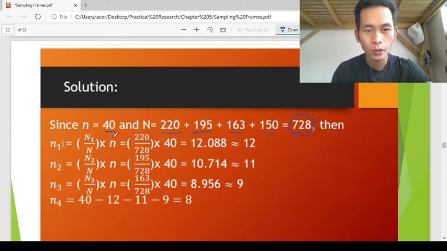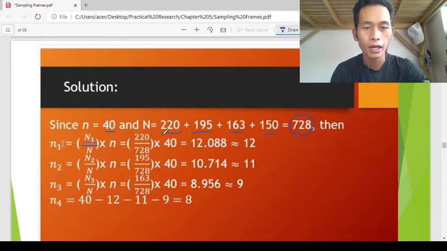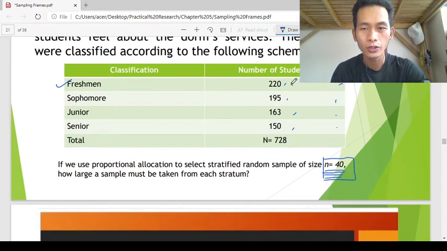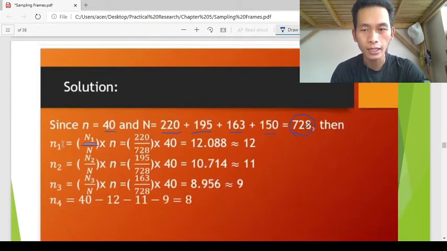So n sub 1 is equal to 220, right? The total number of freshmen is 220, this one. And then the population is 728, times 40, which is the sample size. Now the result is 12.088. Since it is not a whole number, it will be rounded off to the nearest whole number. 12.088 is equal to 12.